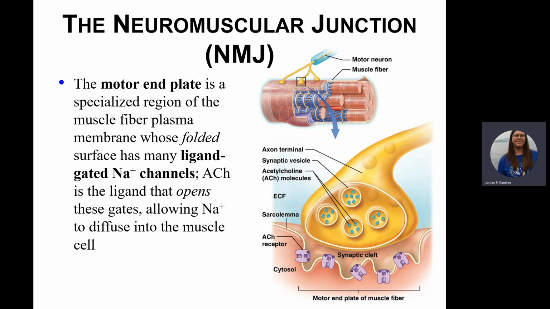So what do they let in? Sodium. Makes sense. ACH is the abbreviation for acetylcholine. Acetylcholine is the ligand, or chemical, that opens up these gates. So when acetylcholine binds to these ligand-gated sodium channels, this allows sodium to diffuse into the muscle cell. Okay, makes sense so far.